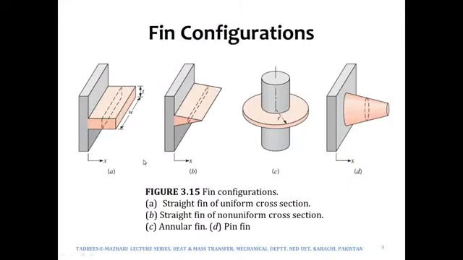These are some configurations, figure 3-15 of our book by Cengel and Ghajar, and the fin may be straight as shown in figure A, of uniform cross section. Similarly, in B it is non-uniform cross section. In figure C it is an annular fin, just like we were looking at one of the examples of annular fin in previous slides. And this type of fin is called a pin fin. So there are various different configurations: uniform, non-uniform, triangular, annular, pin, etc.